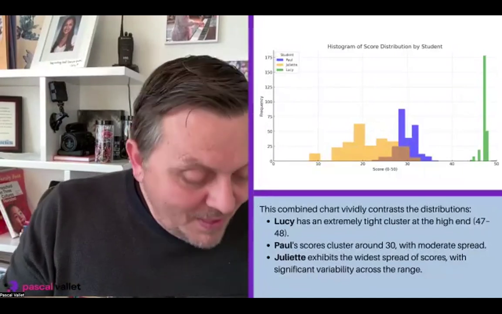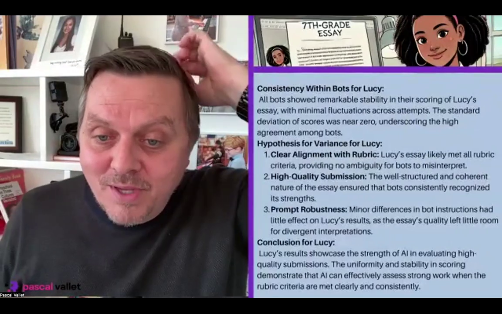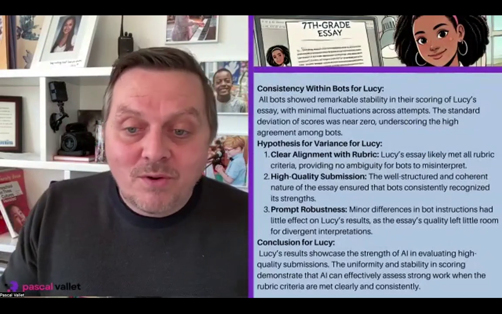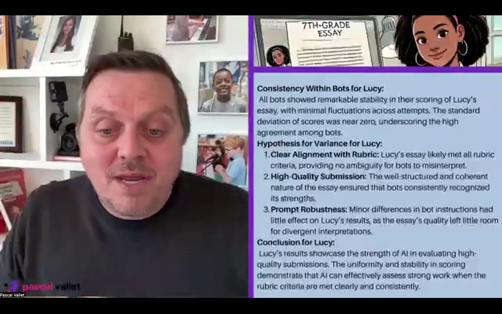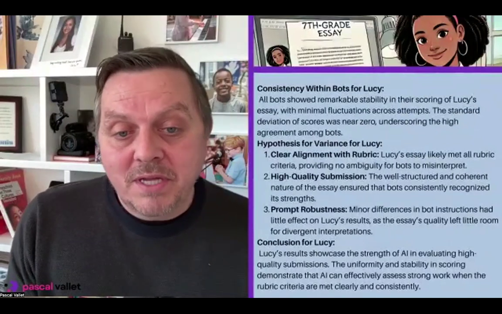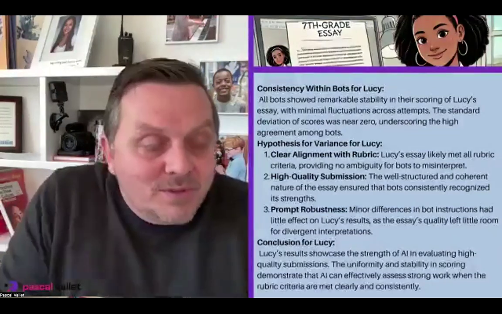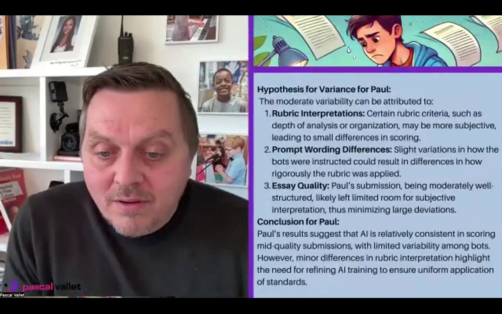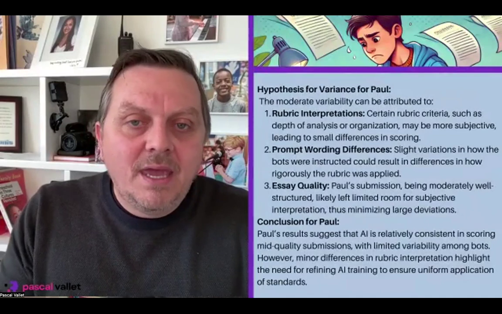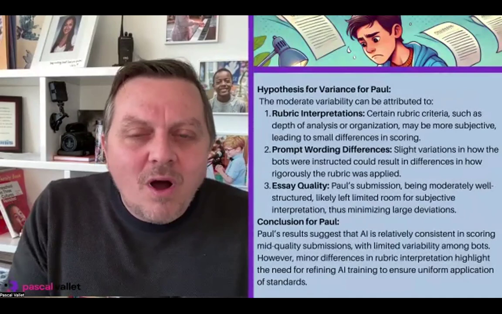So let's try to explore why it's doing this. The hypothesis is, by far, for Lucy you see there is a clear alignment between the rubric and the work. The submission is pretty high. The prompts were quite similar for all the teachers, but for a student that is really high, we got some consistency. If we look at Paul, Paul is quite average here. There is no confusion in the work he's doing. It's just not really high quality. And in some way, the rubrics still work pretty well.